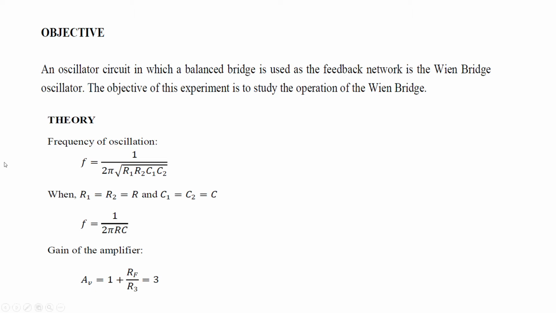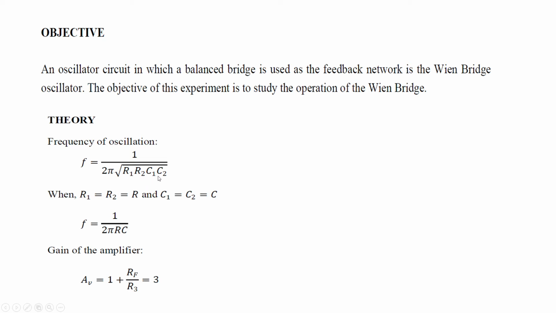The output of this experiment is the oscillation. It will generate a sinusoidal wave. To measure the frequency of the sinusoidal wave, we will use this formula: F equals 1 over 2 pi square root of R1, R2, C1 and C2.